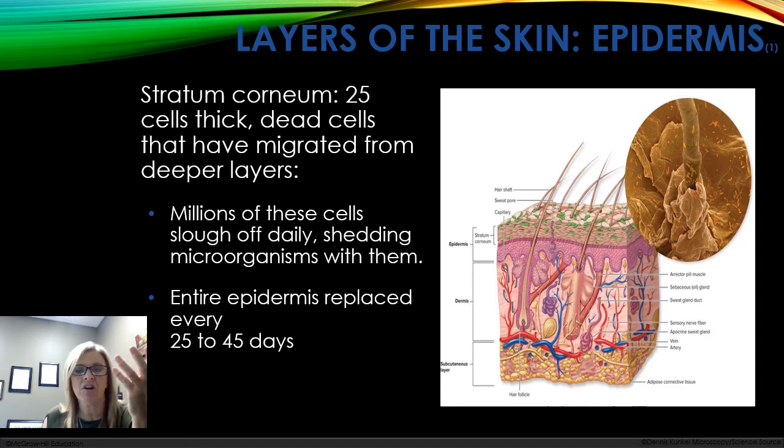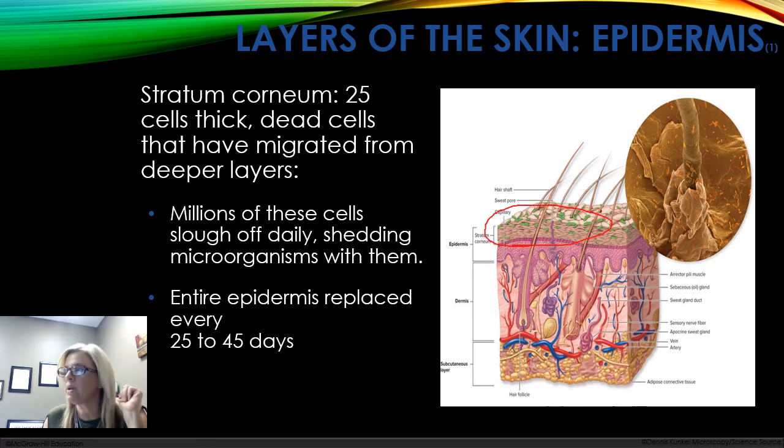We have keratin, which is a protein in the skin, which helps give the cell the ability to withstand a certain amount of damage, things like abrasion, and helps prevent desiccation, which is drying out. It also helps to keep water from coming in as well. So we have millions of skin cells that are going to be replaced, and so they're going to slough off daily and shed, and as they are sloughing off, they're going to shed off microorganisms along with them. So we have that process of keratinization, which you can see here.